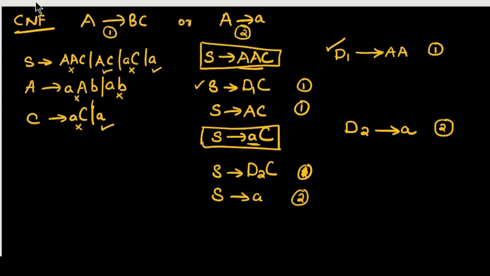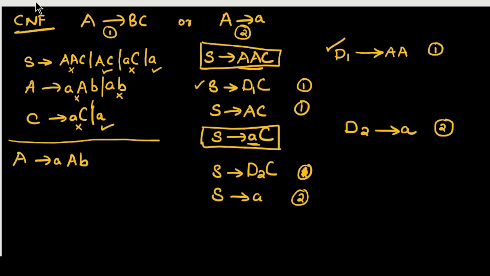So all the productions for S are over. Now we have to find out the productions for A. A gives AB. There are three symbols here, and that is not allowed. What else can we do? There are different possibilities. We can do it in different ways.